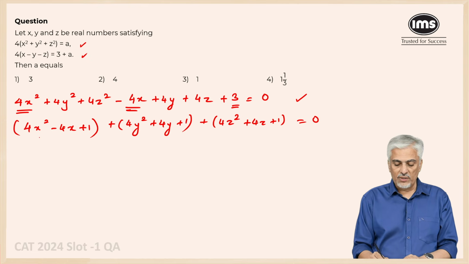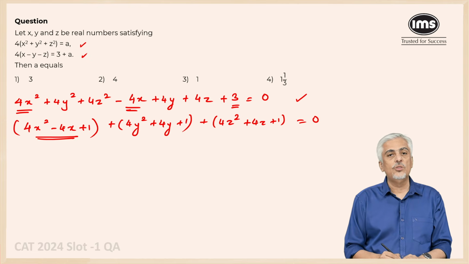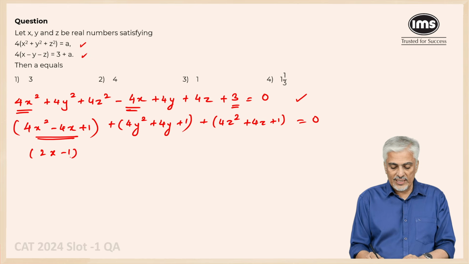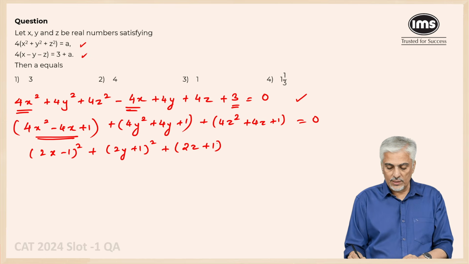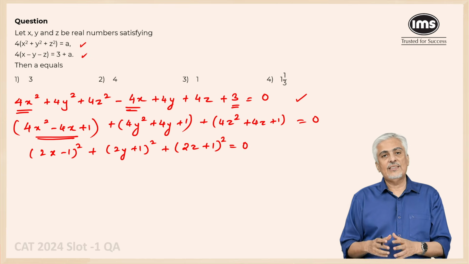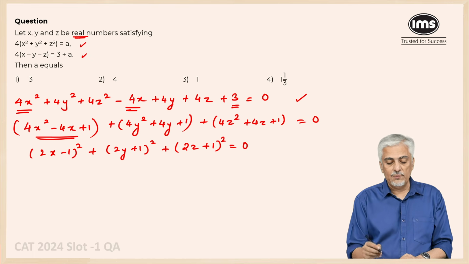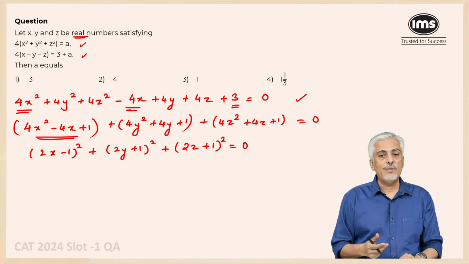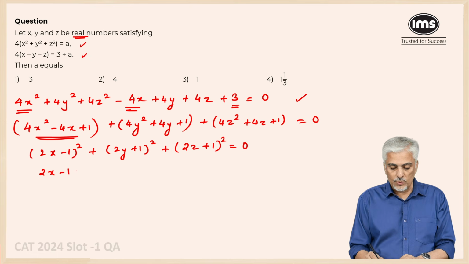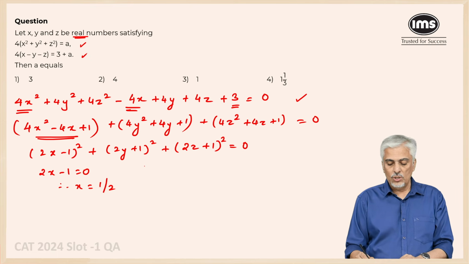Now let's see what have we got. This is nothing but 2x minus 1 the whole square. So 2x minus 1 the whole square, 2y plus 1 the whole square plus 2z plus 1 the whole square is 0. Now, the sum of 3 squares is 0. Sum of 3 real numbers' squares is 0. Which means the only possibility is all 3 are equal to 0, because the squares cannot be negative. So we've got 2x minus 1 is 0. Therefore, x is half. 2y plus 1 is 0. So y is minus half.